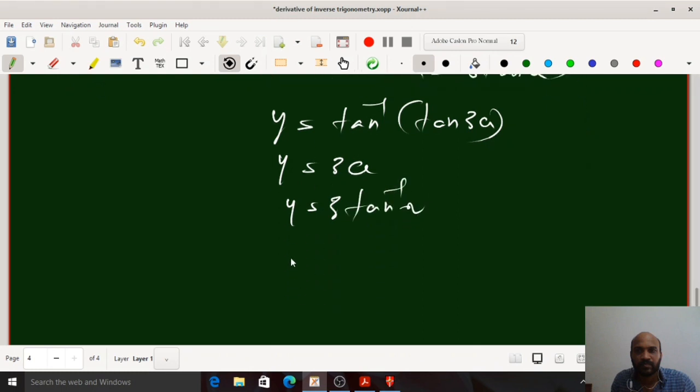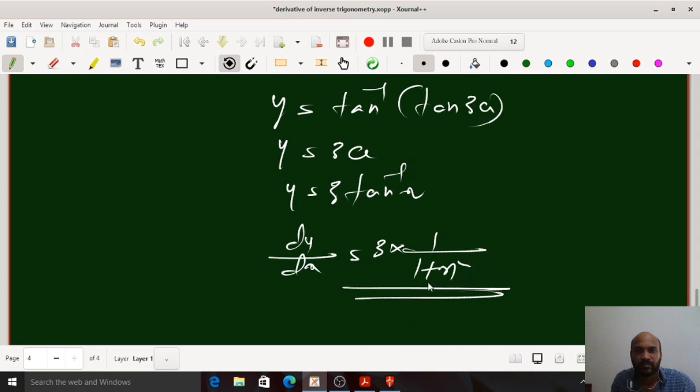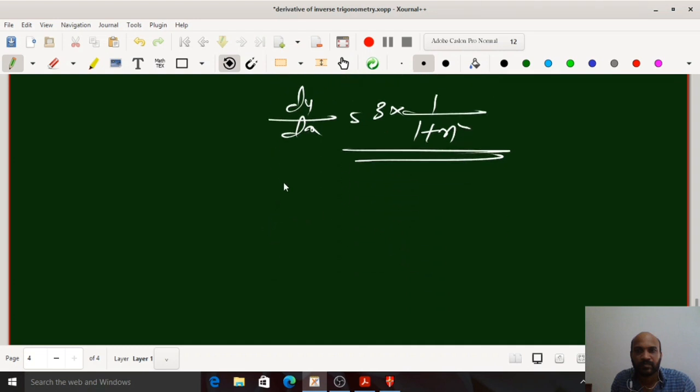So what is dy by dx? dy by dx equal to the derivative of 3 tan inverse x. That is 3 into 1 by 1 plus x square. Okay, so we can take 1 or 2 questions as homework.